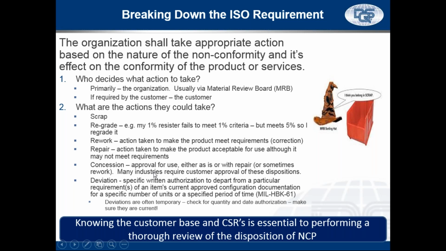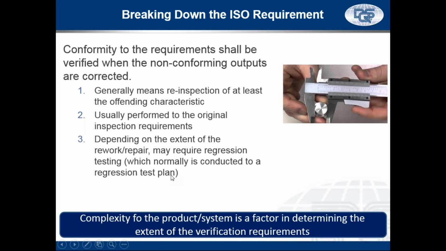And that's why you want to test, particularly in the area of concessions. You want to make sure they have customer approval to ship when it is required. Okay, so we're still in the top part of clause 8.7. Conformity requirements shall be verified when non-conforming outputs are corrected.